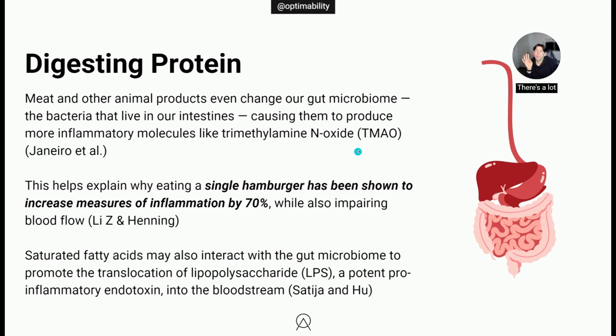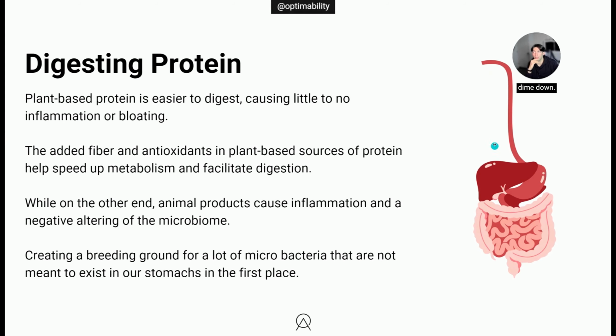Digesting protein, there's a lot of science behind this, but pretty much there are certain inflammatory molecules like trimethylamine N-oxide, which are created when we consume animal-based protein and animal products in general, which usually we don't need. That's super interesting, but a very big rabbit hole to dive down. The gist of it is, if we're consuming plant-based sources of protein, we're going to experience little to no inflammation or bloating. This is because our stomachs are not being inflamed when we're trying to break down the components of the food.